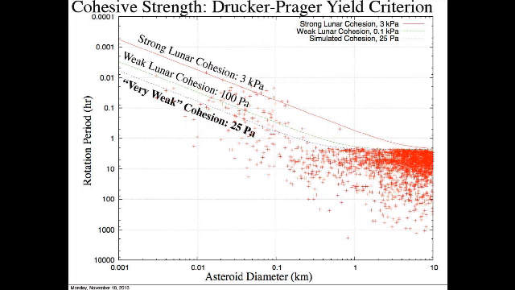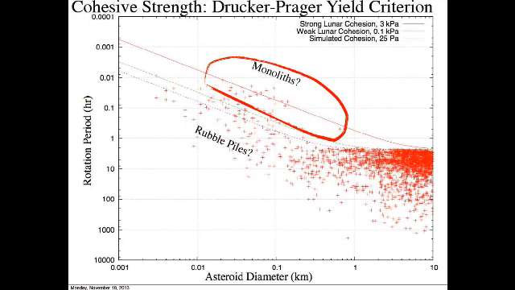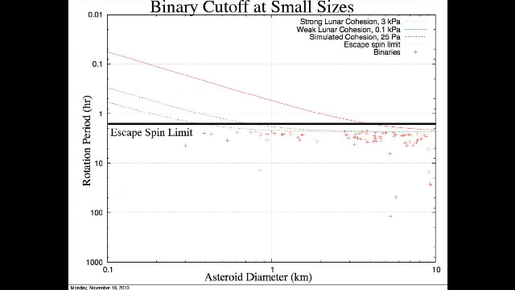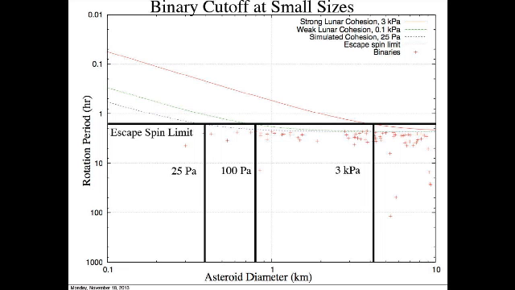So here's a very weak cohesion, and it gives us an interpretation that maybe these guys in this range are also rubble pile bodies. There's additional evidence for this. Here I'm just plotting the binary asteroids, and we can correlate the cohesive strength between binaries and the size at which they trail off. And this is a statistically significant cutoff at the lower end of binary asteroid sizes. And we see it's actually consistent, not completely, but consistent with a weak cohesion of about 25 pascals.